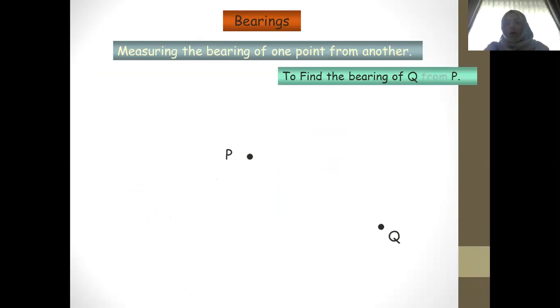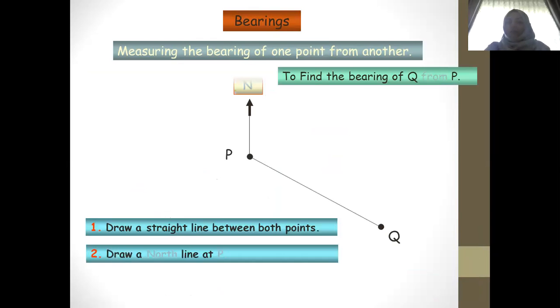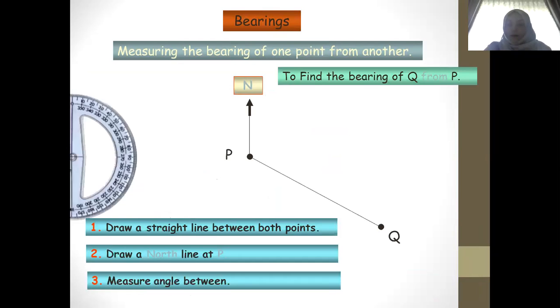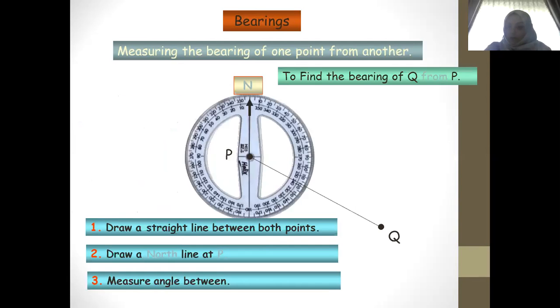Okay, now we had also this example. We have the bearing of Q from P. So from P, that means P is your starting point. So we will draw the north at P, and we'll bring the protractor. We measure the bearing as an angle. That is clockwise direction and due north. Of course, don't forget to write it as 3 figures.